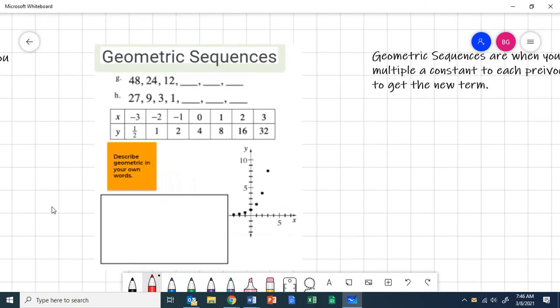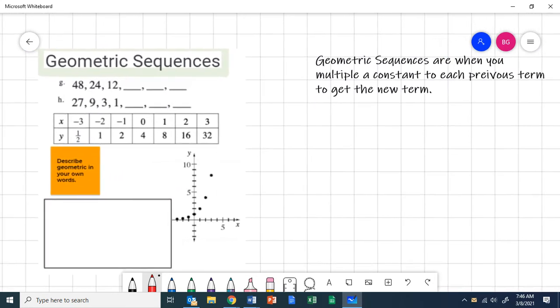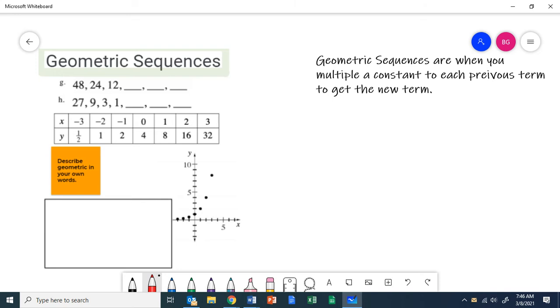Now, geometric sequences, that's the other type of sequence that we can have. What that means is now instead of adding, we're going to be multiplying. We're going to multiply by a constant. So that's the other type of sequence you can have, when it's multiplying. So for example, like this G here, it's going from 48 to 24. Well, I know a lot of you are saying, oh, it's going down by half, or it's dividing by 2. But think about what's another way of dividing by 2? Well, that would be multiplying by 1/2.